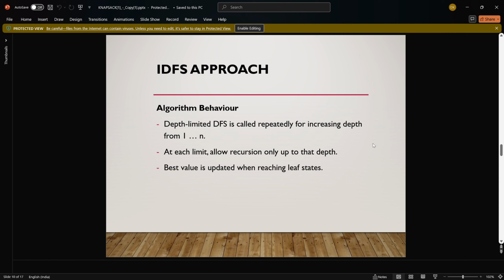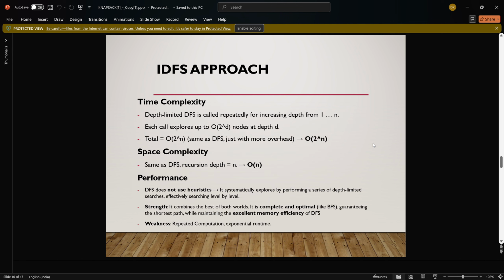So IDFS, iterative deepening DFS. Here we combine both BFS and DFS and do something in between. Depth limited DFS is called repeatedly for increasing depth from 1 to n. At each limit, allow recursion only up to that depth. Best value is updated when reaching the leaf states.